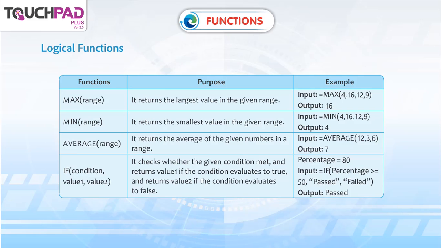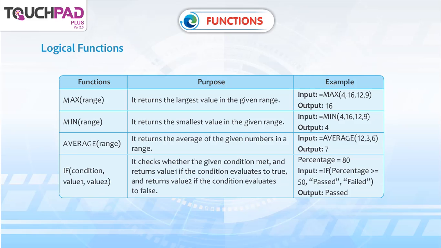Logical functions. MAX(range). It returns the largest value in the given range. Input: =MAX(4, 16, 12, 9). Output: 16. MIN(range). It returns the smallest value in the given range. Input: =MIN(4, 16, 12, 9). Output: 4. AVERAGE(range). It returns the average of the given numbers in a range.